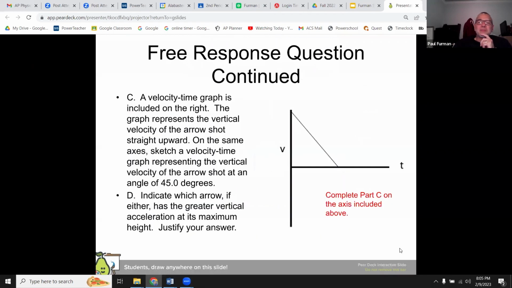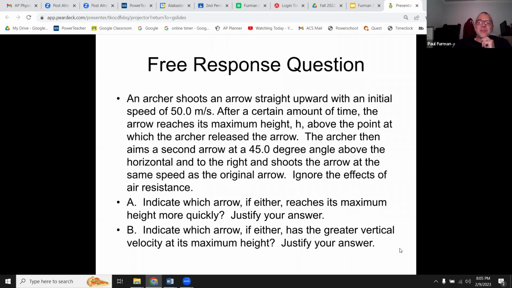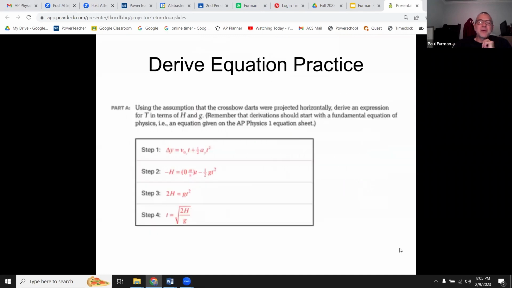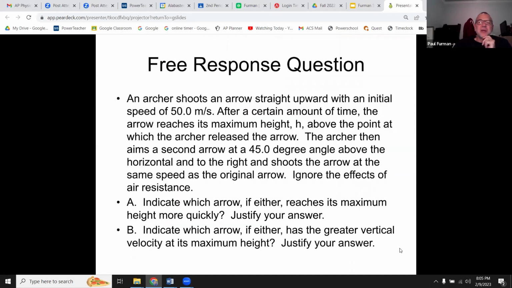I'll wrap it up at this point. There was a little bit more to this question and another free response question, but basically, when it comes to projectile motion, two-dimensional motion, just separate the vertical from the horizontal. That is 90% of the battle, and recognize that you can treat each one of those as a separate problem, with time being the variable that ties the two together.